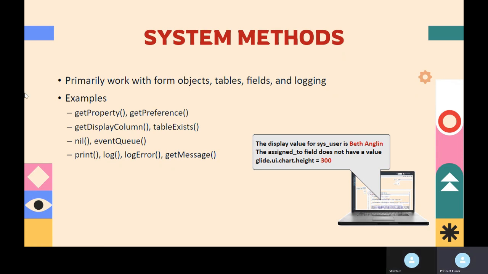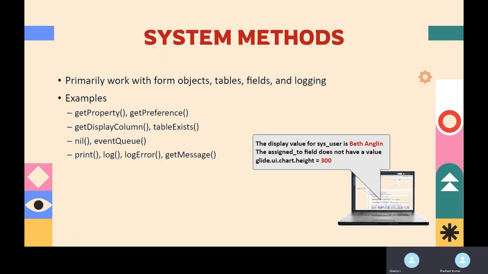We can also get a property using gs.getProperty or gs.getPreference. We can use these in our server-side script as per the requirement. Suppose there is a requirement to use a system property in our server-side scripting. Then we can utilize gs.getProperty. There are many more methods on the server side than on the client side because most of the execution generally happens in server-side scripts. That's why we have many more methods than on the client side.